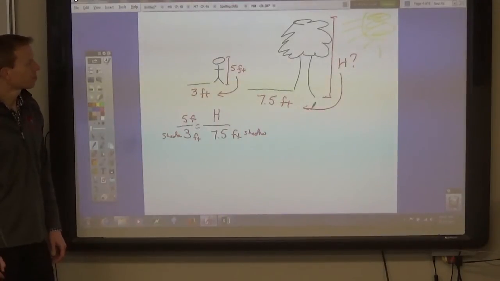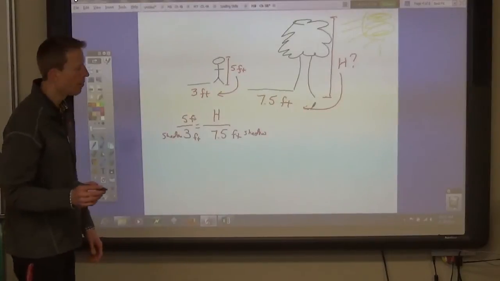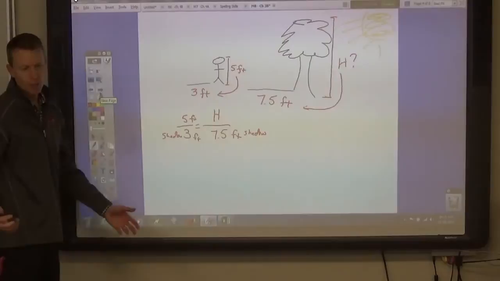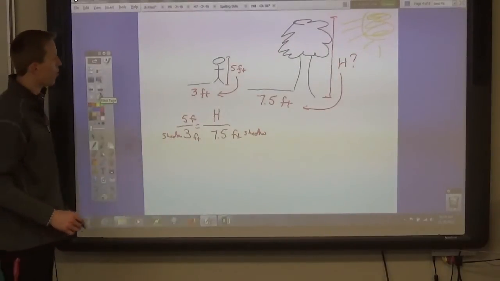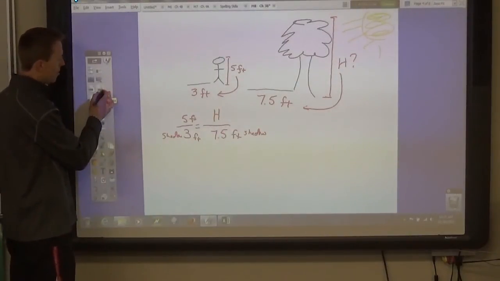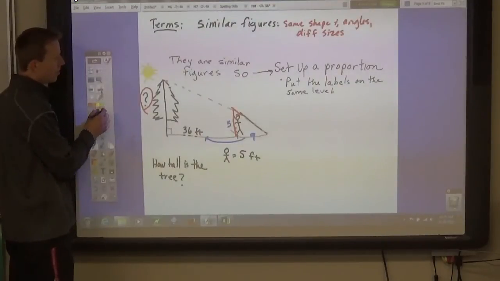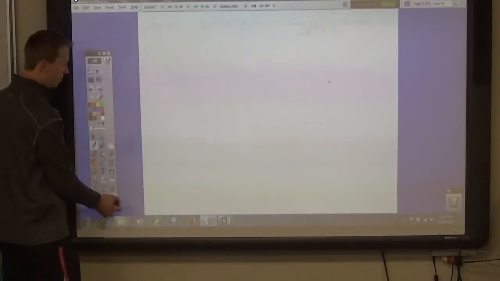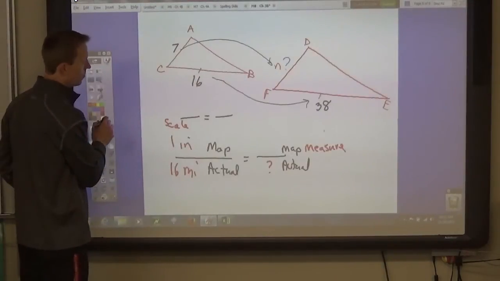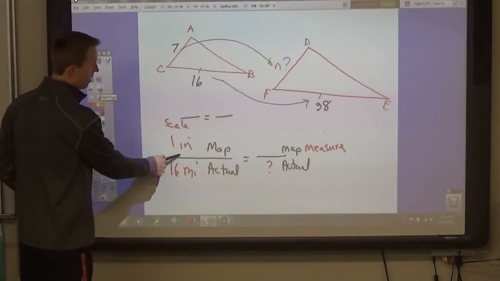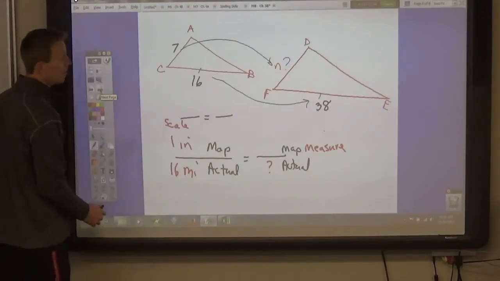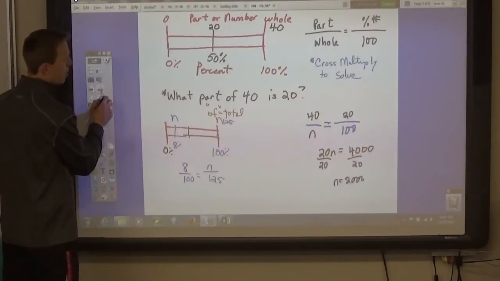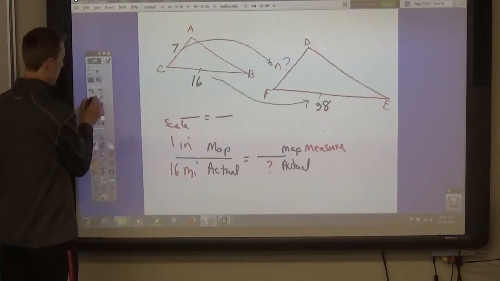You need to know how to do one more type of problem. If you want to look at the answer, that one's in your book, so I'm not going to go through the answer on this. There's one other type of problem that you need to know: the scale model. No, let's go back. That'll be next.